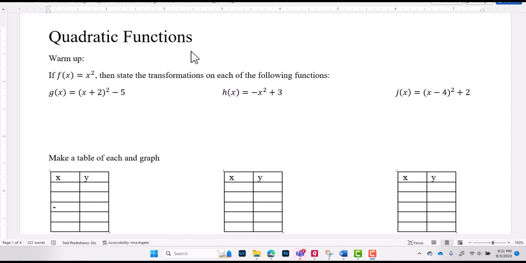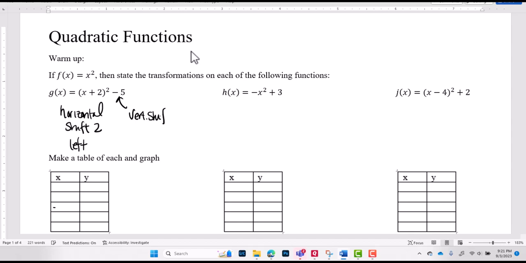For example, in this first one, I would say that inside of here, this is going to be my horizontal shift of 2 to the left. Remember, when it's positive inside, it means we're going the opposite direction. And this one is going to talk about a vertical shift down 5 units. So pause the video and decide what it's going to be for h of x and g of x.